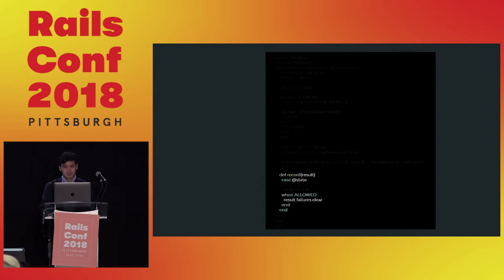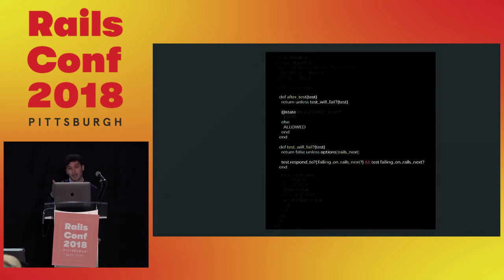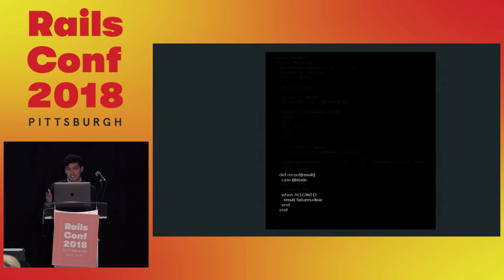Oh, actually, one last thing: the after_test hook here is our workaround, because inside the record method we don't have an instance of the test anymore, so we cannot check if the test was marked or not. Now I'll explain why we don't use skip over mark as, because so far it's exactly the same.